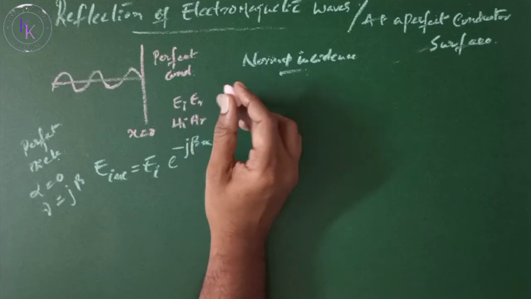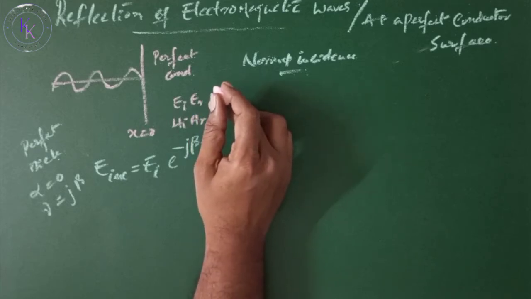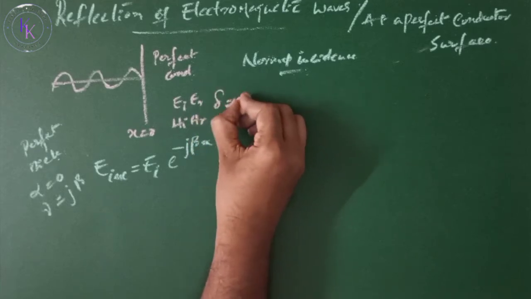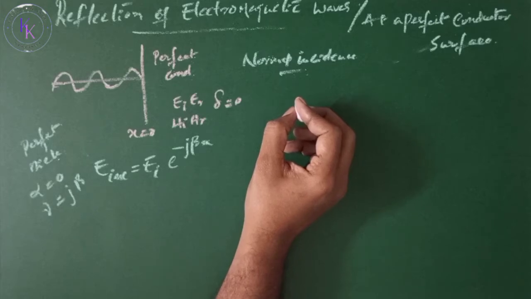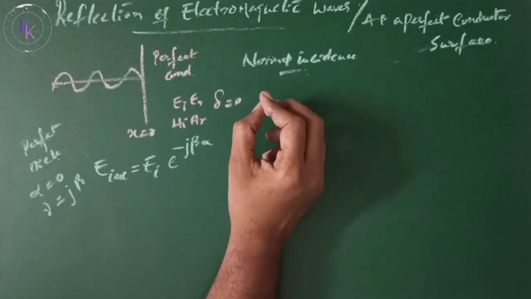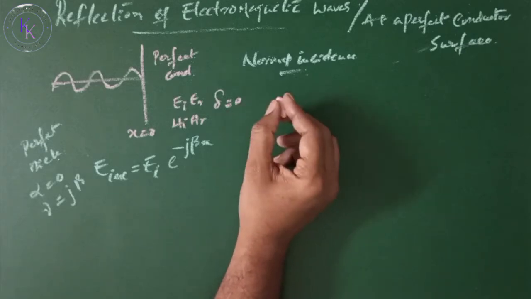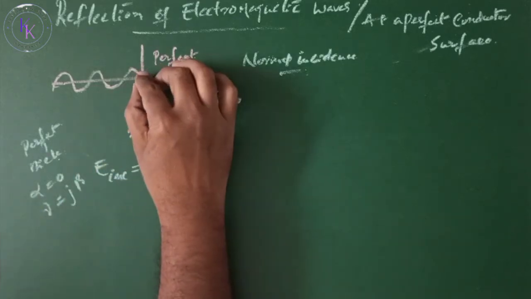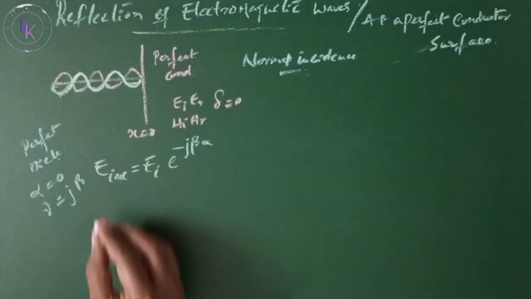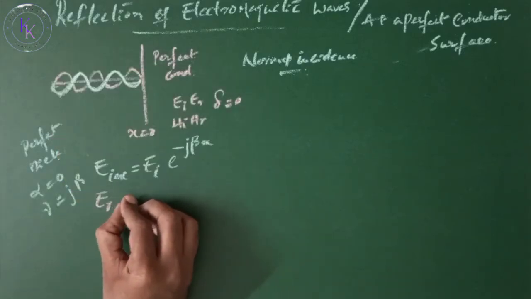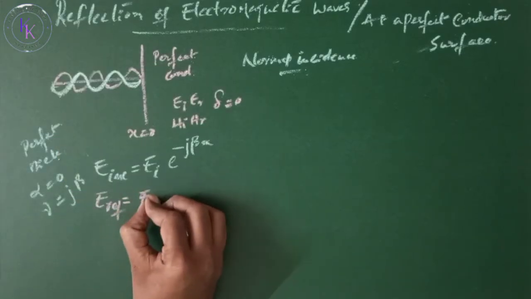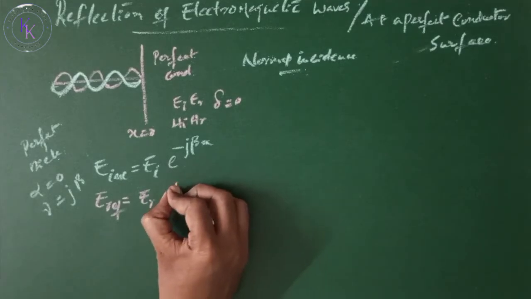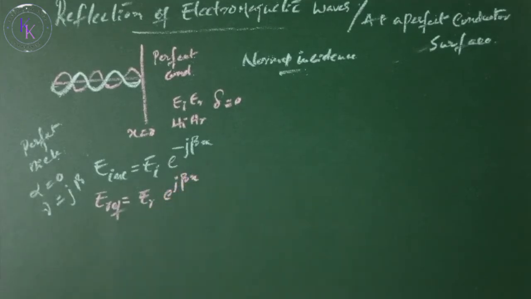The second medium is a perfect conductor, for which the depth of penetration delta equals 0. Since electromagnetic energy cannot be transmitted through a perfect conductor, there is no transmission of the incident wave through the second medium. The entire wave is reflected into the first medium at the boundary surface. The reflected wave is represented as E reflected equals Er e to the power of j beta x, in the negative x direction.